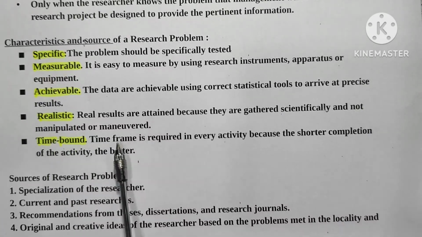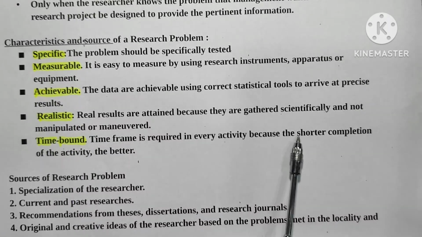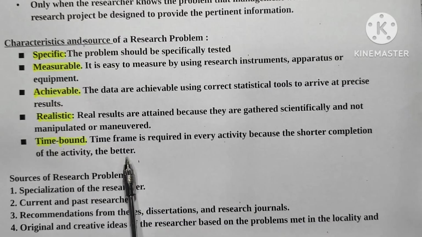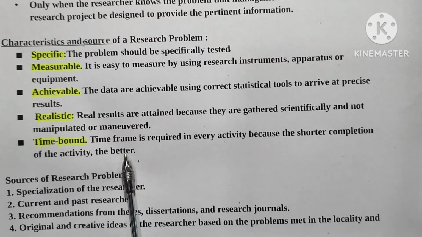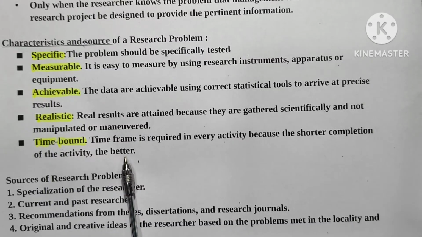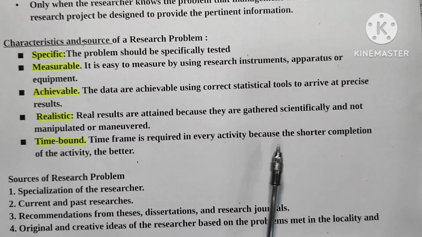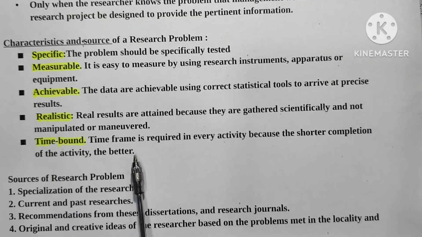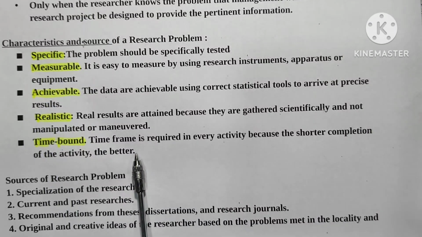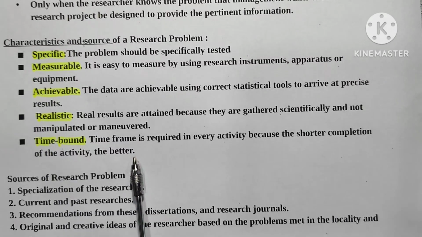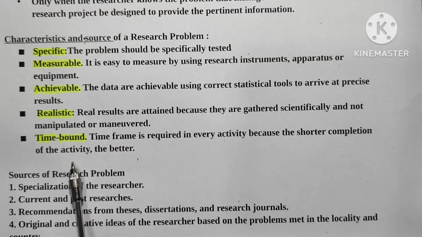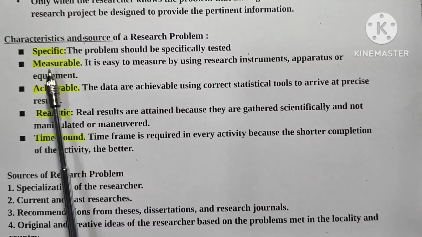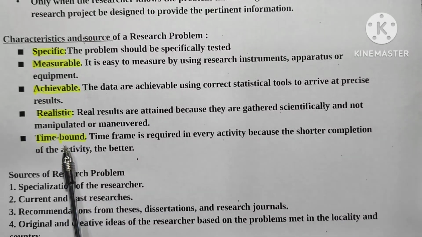Last one is time bound. A time frame is required in every activity, because the shorter the completion of the activity, the better. As early as possible, or if you plan a study for 6 months or 3 months, within that period you should be able to complete your research or the project work. The shorter the completion of the activity, the better results you will get. If you lag for 1 year, 2 years, taking a long time for collecting the data and bringing out the results, the purpose will not be served. So these are the 5 characteristics of a research problem: specific, measurable, achievable, realistic and time bound.